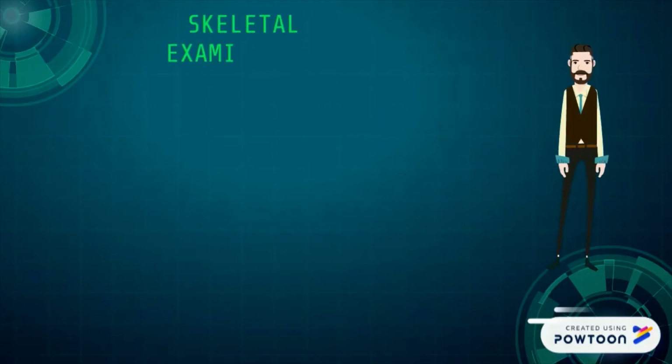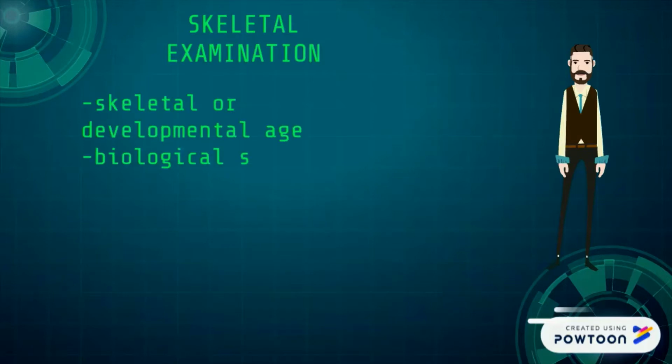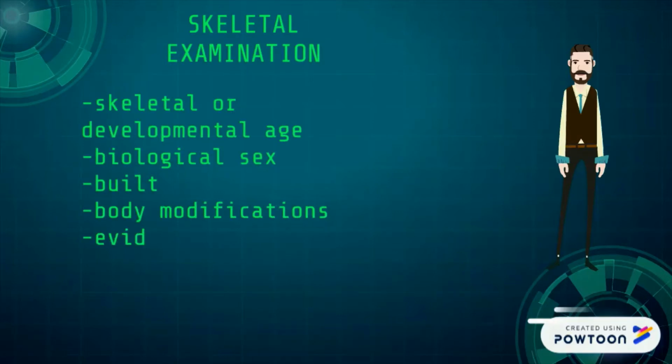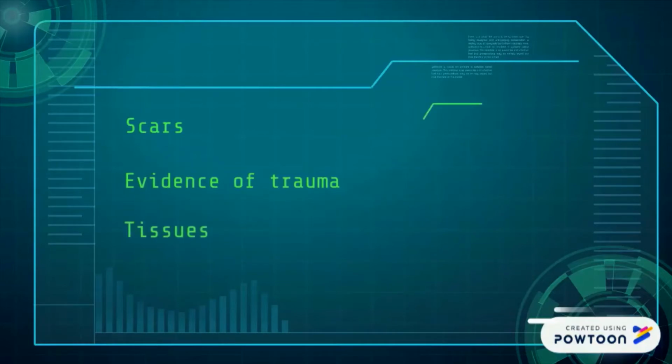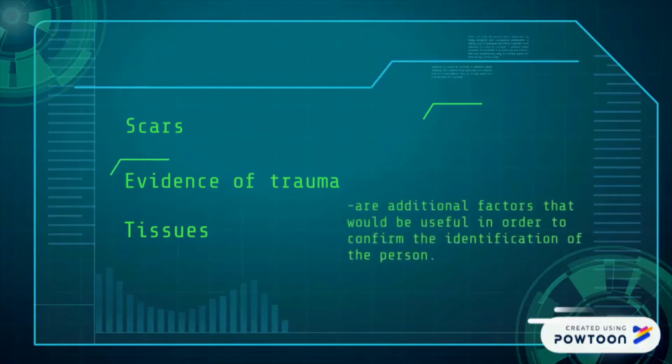They identify the four basic biological criteria that form the basis of any primary identification, which are the skeletal or developmental age, biological sex, build, and body modifications. Evidence of surgical interventions, including scars and prosthetics, evidence of trauma, and chronic hard and soft tissue diseases that may leave characteristic macroscopic and microscopic lesions on surviving tissue, are additional factors that would be useful in order to confirm the identification of the person.